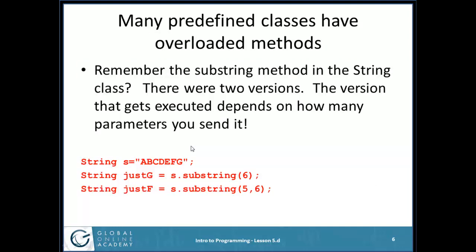Now, many predefined classes have overloaded methods. We've already used them. Remember the substring method in the string class that we did last lesson? There were two versions. One version took one parameter. One version took two parameters. This one that took one parameter just says where the starting point of our substring is and go to the end of the string. The next one said where to start and where to stop our substring. The version that gets executed depends on how many parameters you sent it. So the people who wrote the string class for Java knew about overloading, and now you do too.